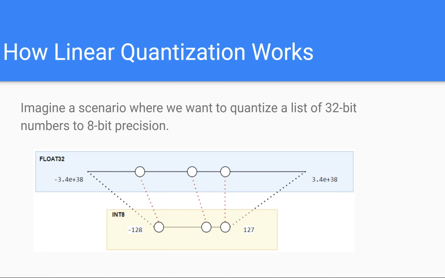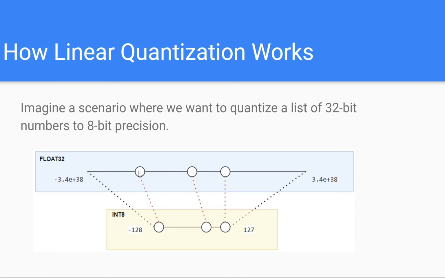So let's imagine a scenario where we have this list of three 32-bit numbers and we want to cast them and represent them in an int8 data type so that we can save 3 bytes per number, because they're 4 bytes at 32-bit, and then we're moving them down to int8, which is only 1 byte or 8 bits. And now linear quantization is going to take these numbers and change them such that they're now values that are within the range of negative 128 to 127.